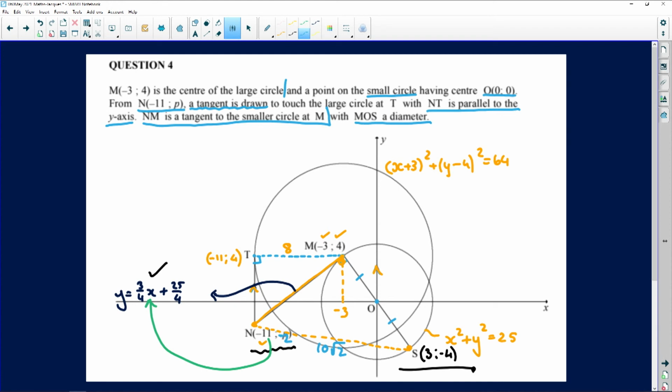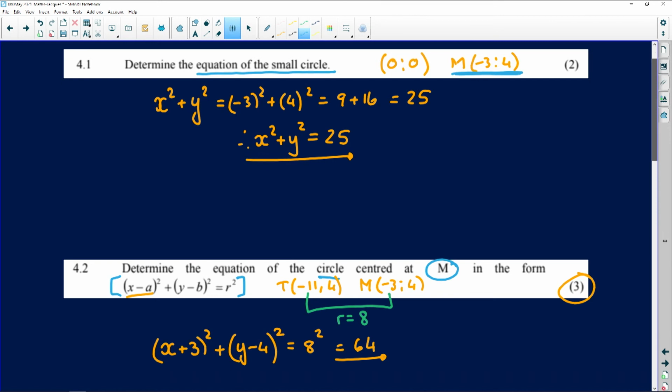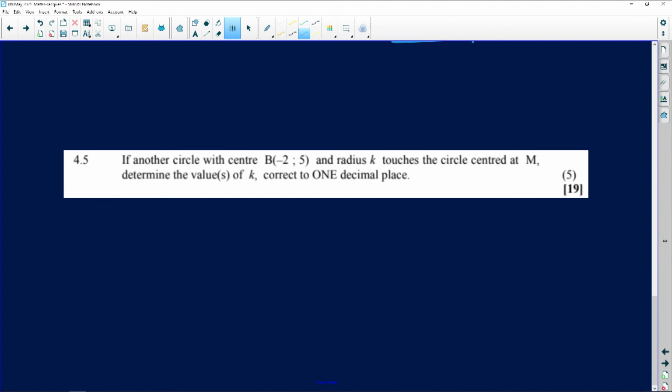Okay, so now for the final question. They say to us in this particular one that, let me just make a little bit of space here, if another circle with a center B minus 2 and 5 is drawn with a radius k, it's drawn in such a way that it will touch the circle that is centered at M.